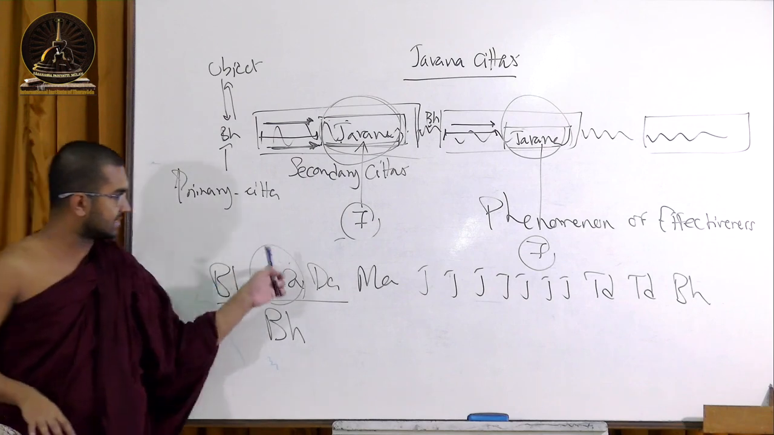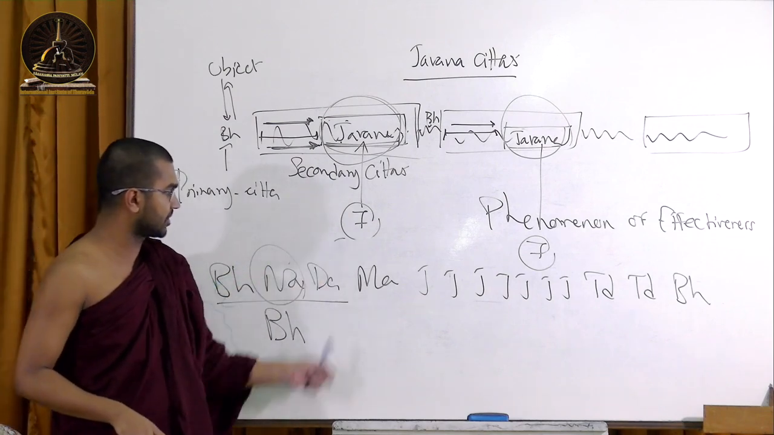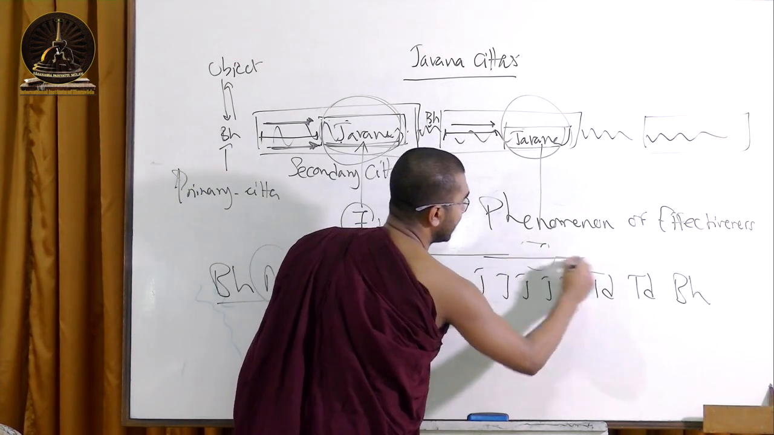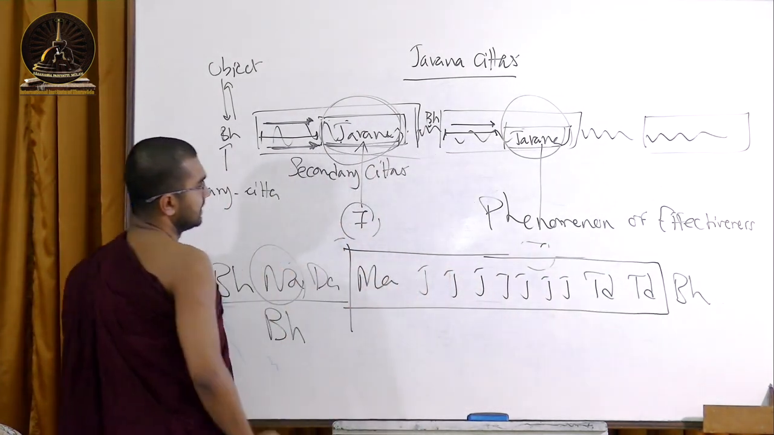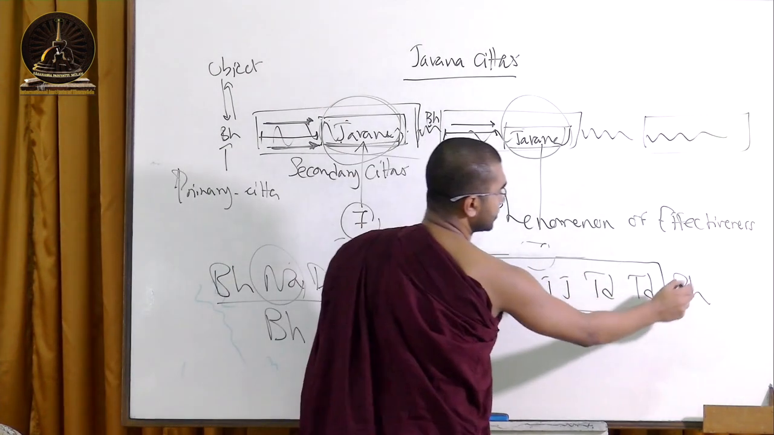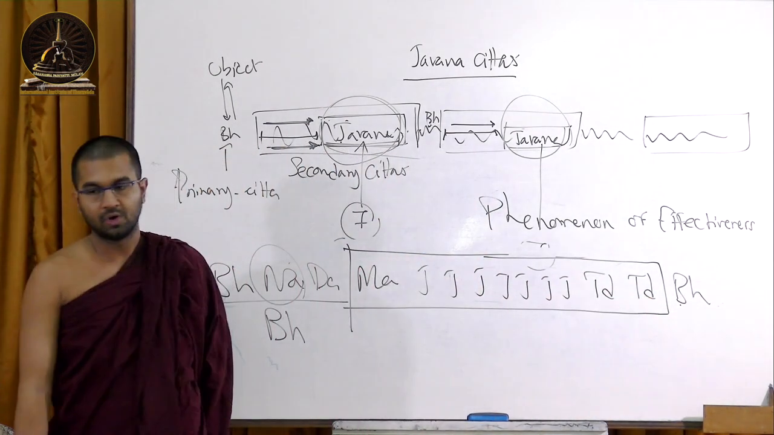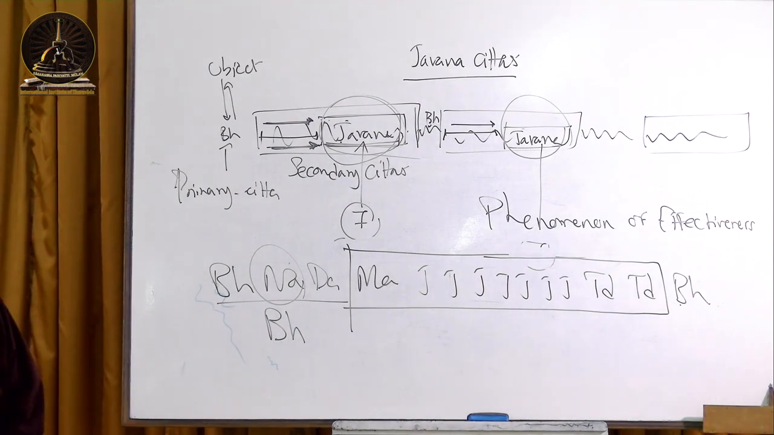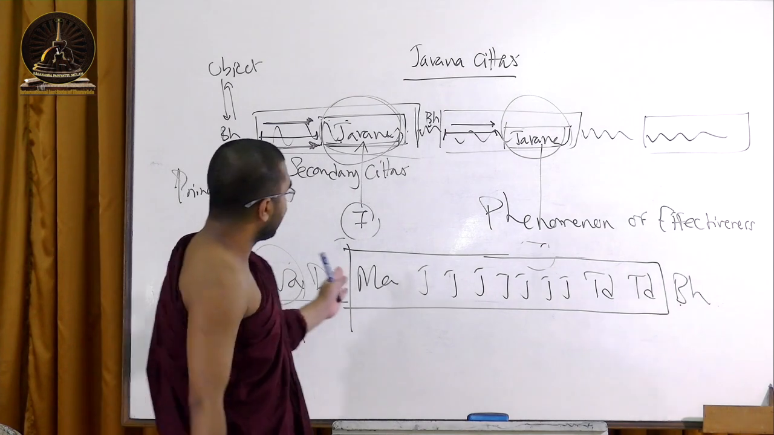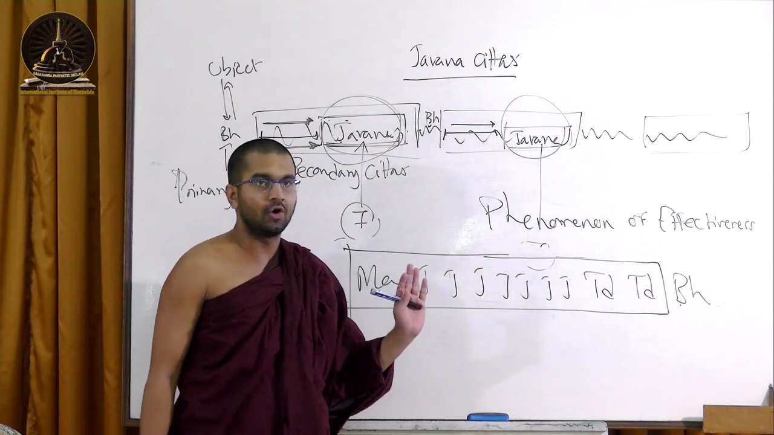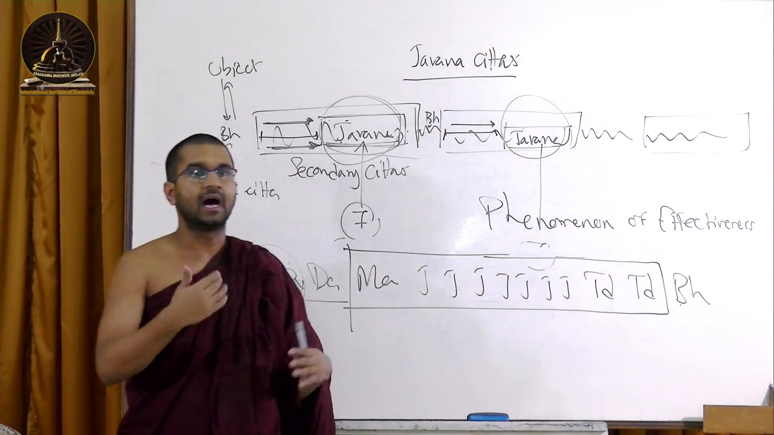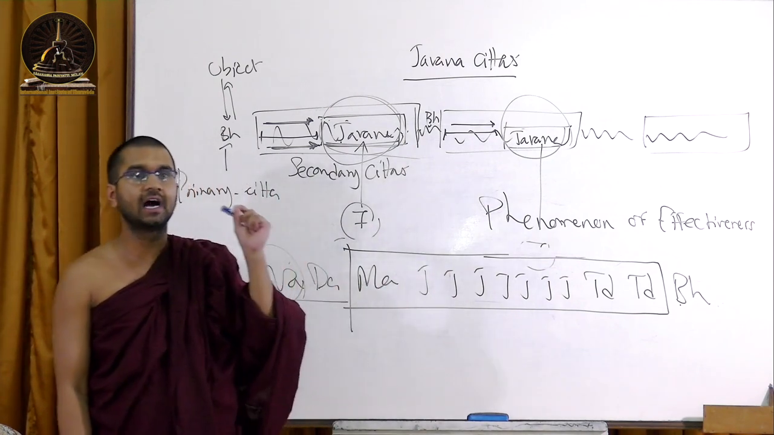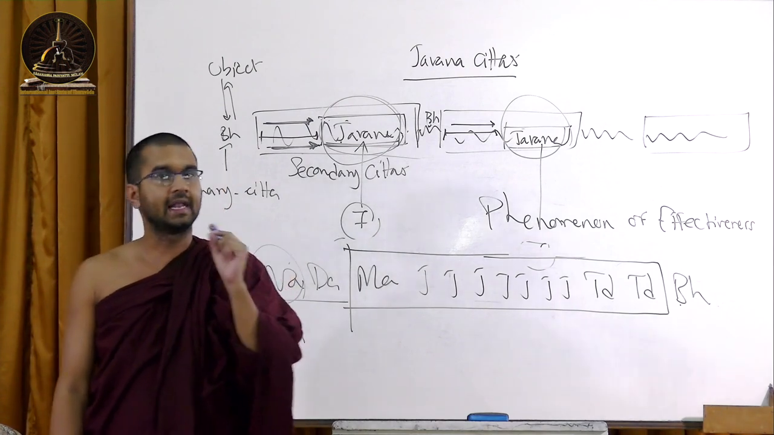Because of this object, the bhavanga stream stops and the secondary chittas happen from here. Then the mind stream again falls into bhavanga. In this process, the citta normally happens according to a law. It means citta doesn't happen out of order. After the bhavanga, a javana citta, which has a high intense force, can never arise directly.